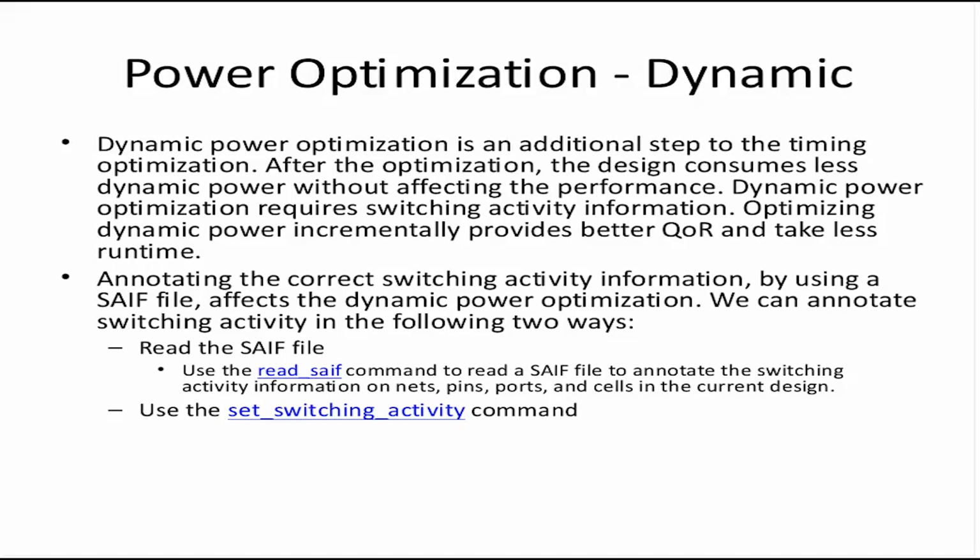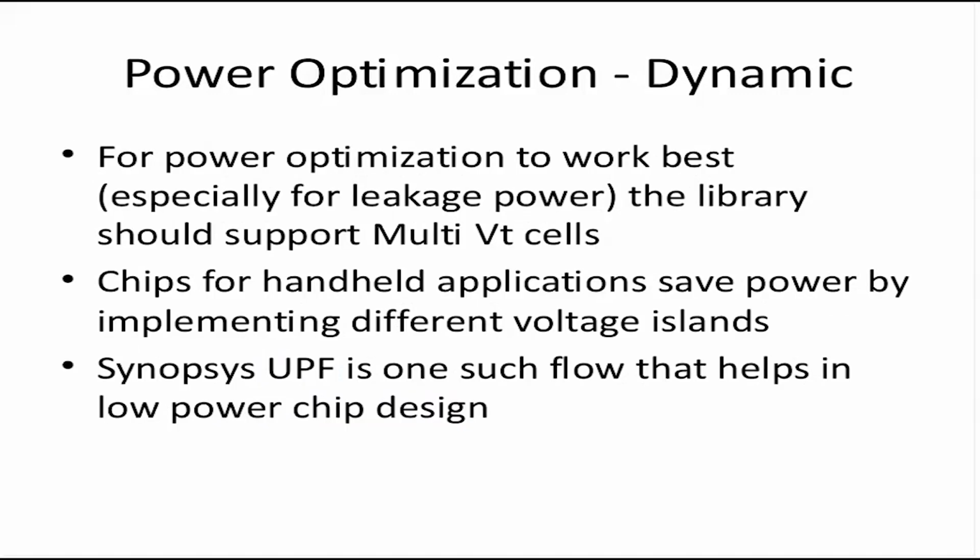And obviously, if the switching activity is accurate, it will help DC to analyze state and path dependencies in a better way. So dynamic power optimization requires switching activity. Bottom line, again, it will only happen for non-critical paths. So how do we annotate switching activity? We need SAIF and we can annotate the switching activity, or if we do not have SAIF, we can use the set switching activity command to set the default values, right?